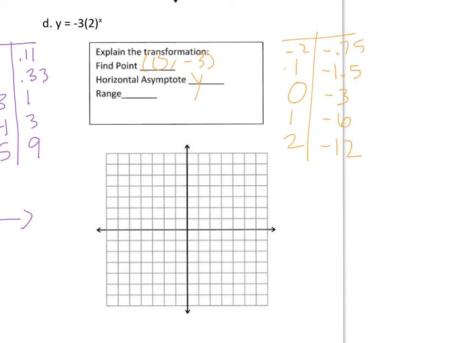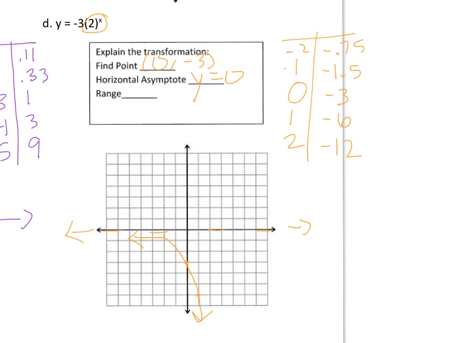Horizontal asymptote. Did I move up or down at all? No, I did not. So that's what I'm going to plot first, my horizontal asymptote. That horizontal line that moves left and right at what that is. Plot my 5 points. Again, I can't get this last point on there, so my graph will look something like this.